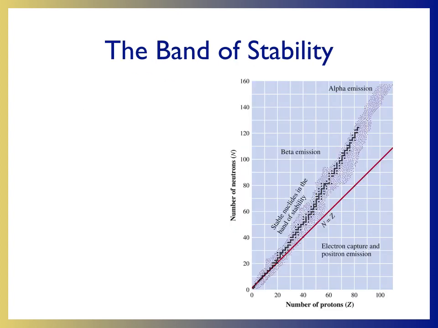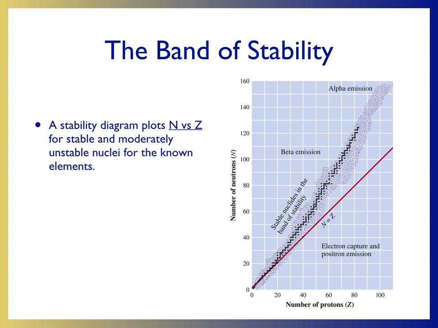Another helpful predictor of the types of stable nuclei, and of the types of radioactive decay a nucleus will undergo to become stable, is making a stability plot. The stability plot to the right shows a plot of the number of neutrons versus the number of protons a nucleus has. Each dot plotted is a nucleus. The stable nuclei are those black dots. We call the band of black dots there the band of stability. These are all of the stable nuclei.